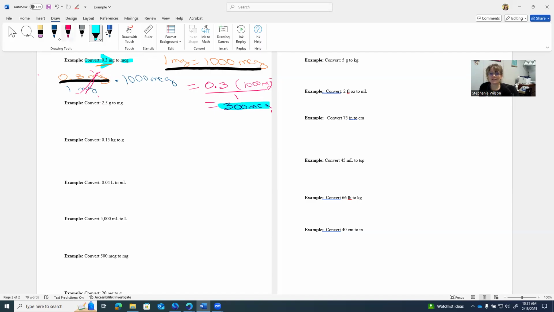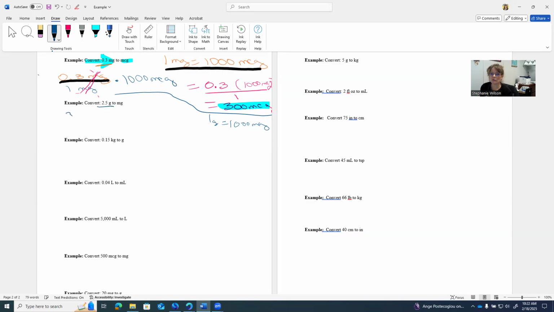So now let's do our next one. Our next one says 2.5 grams to how many milligrams? Well, again, we need to know the relationship between grams and milligrams. I know that in 1 gram, there are 1,000 milligrams.